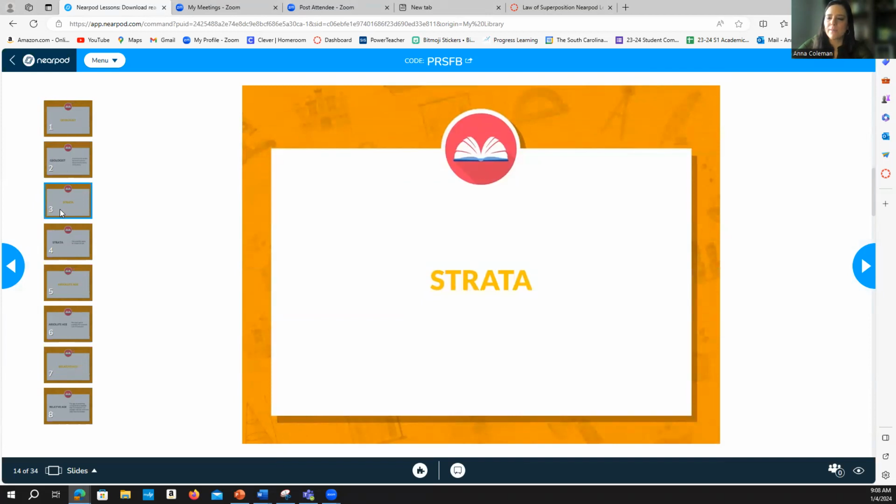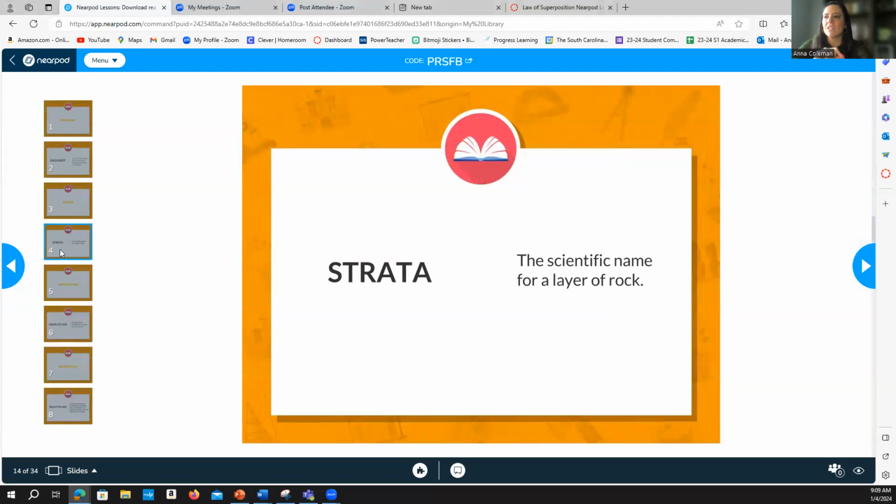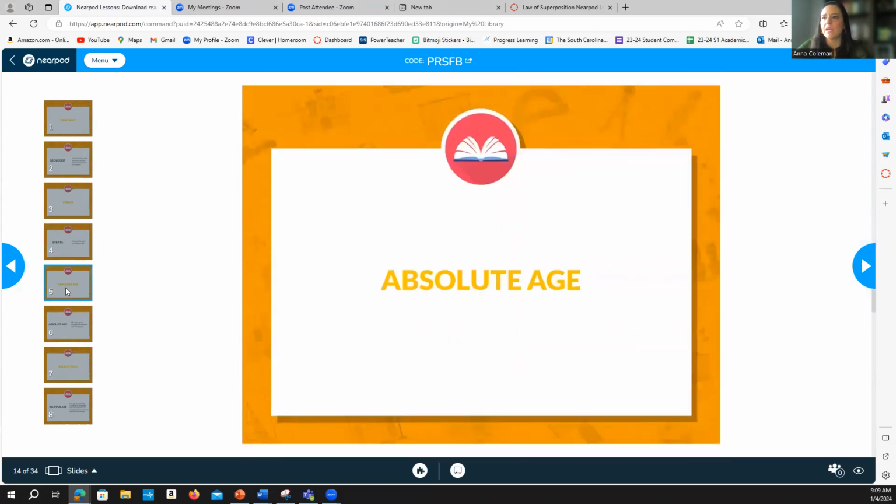So we talked a little bit about this in our recording on Thursday, strata. All right, so the scientific name of a layer of a rock. So when I talk about strata, I'm talking about the scientific name of the layer of the rock. We saw the layers of the rock in the Grand Canyon, okay?